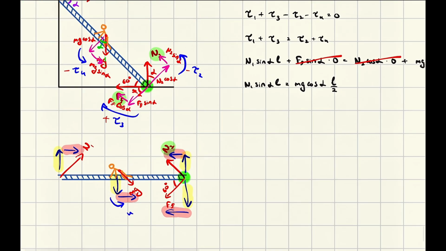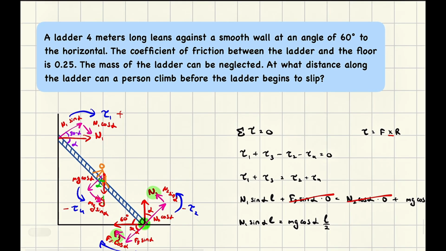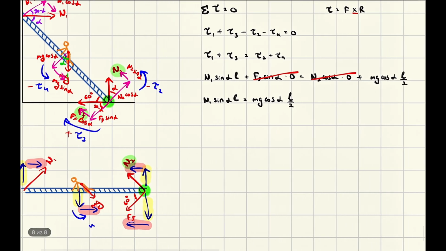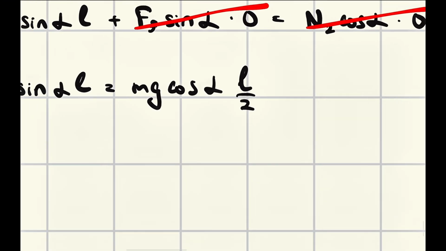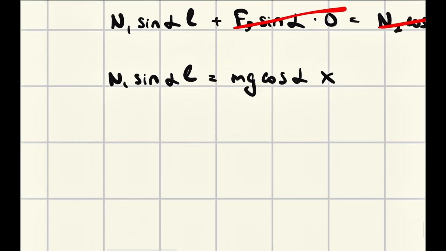And what I was meant to find: at what distance along the ladder can a person climb before the ladder begins to slip? Okay, there is a little mistake. This is not a half of the length. Why? Because it is not said that when the human being reaches the half of the length, this thing starts to slip. No, it is not. It is some point, let's say some x. That's why this thing would be just x distance.